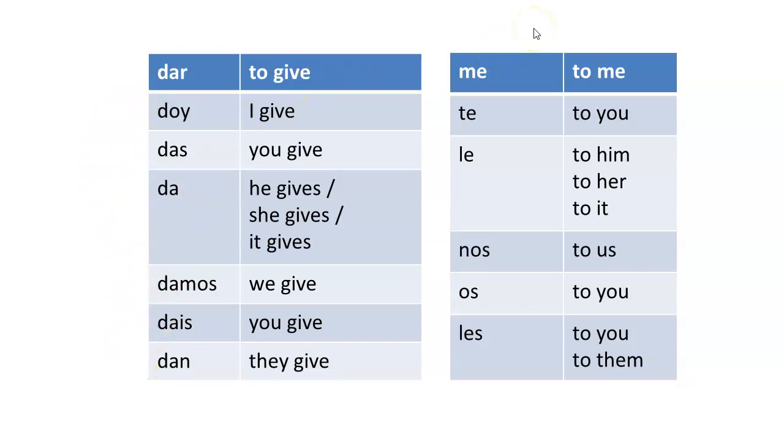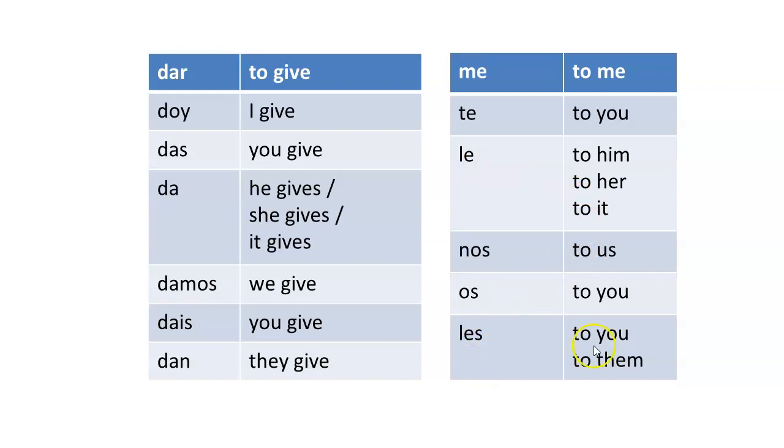The indirect objects, or the indirect object pronouns in Spanish are me, te, le, nos, os, and les. Note that le is a little ambiguous. Le can mean to him or him, to her, or to it or it, just depending on the context. So the meaning depends on how you use it in a sentence. Les is the same.